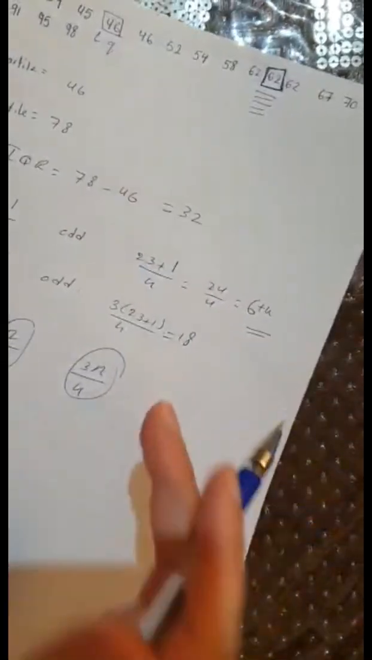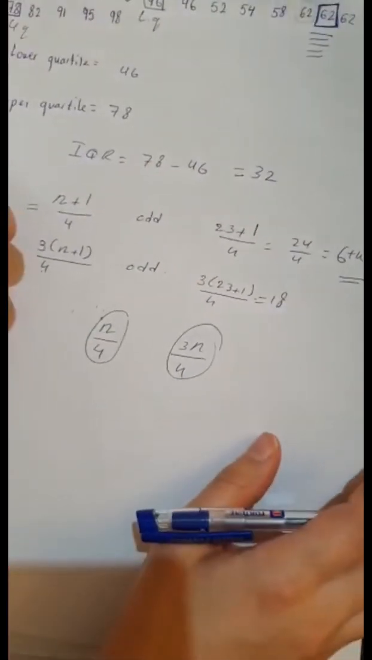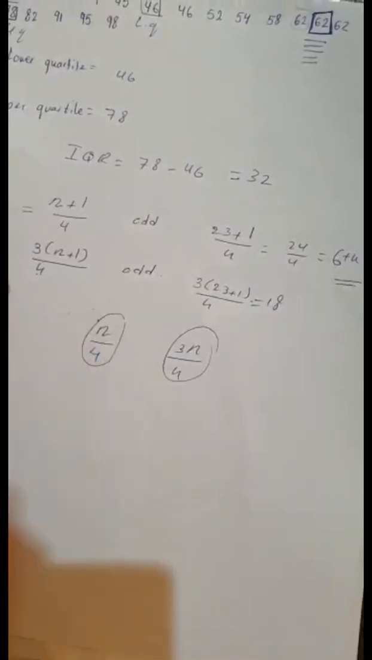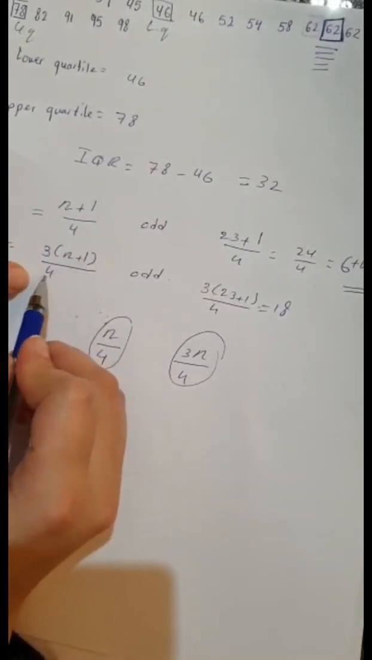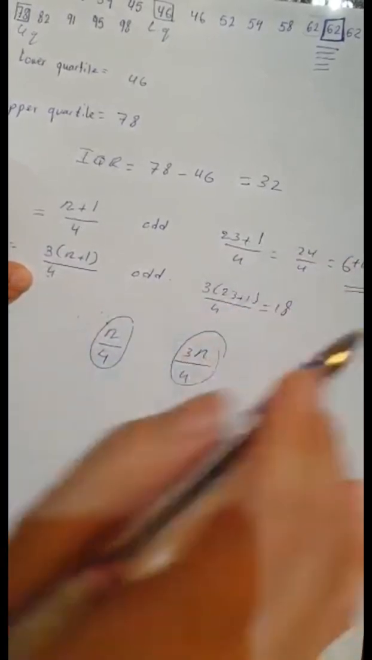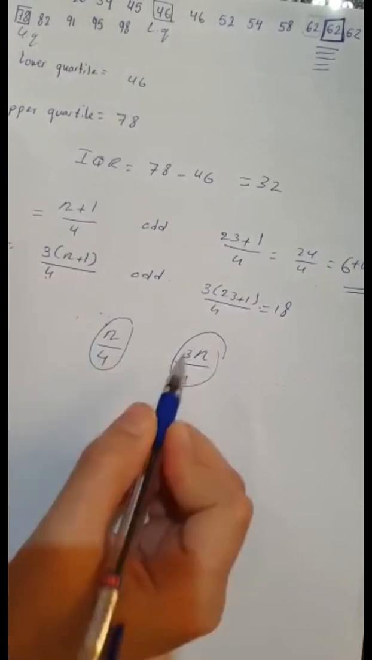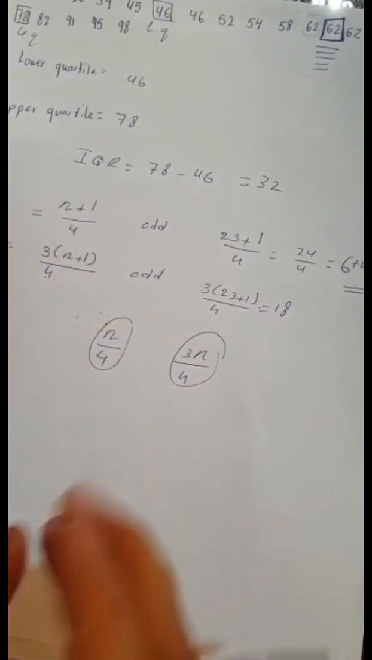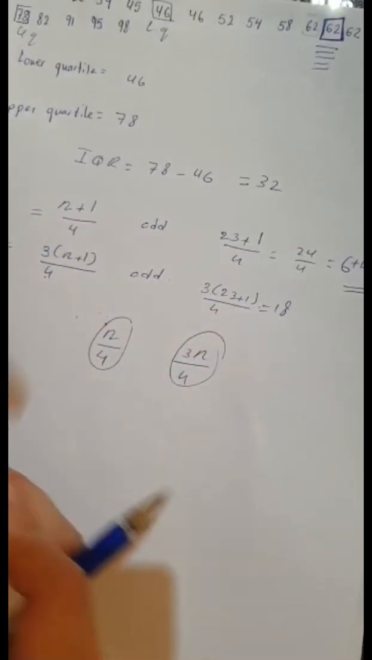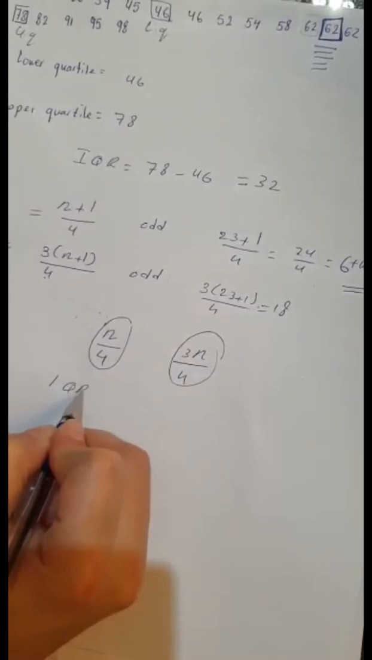So this is another way to find our lower quartile place and upper quartile place using the rule. You can memorize it: n plus 1 over 4, and 3 multiplied by n plus 1 over 4, if we have an odd number of values. And if I have an even number of values, I'm going to say n over 4 and 3n over 4, to get the places of the lower and upper quartile terms. So this will lead me to find the IQR in a direct way.